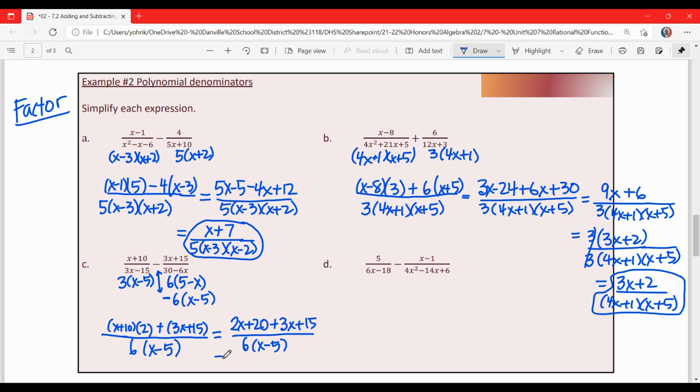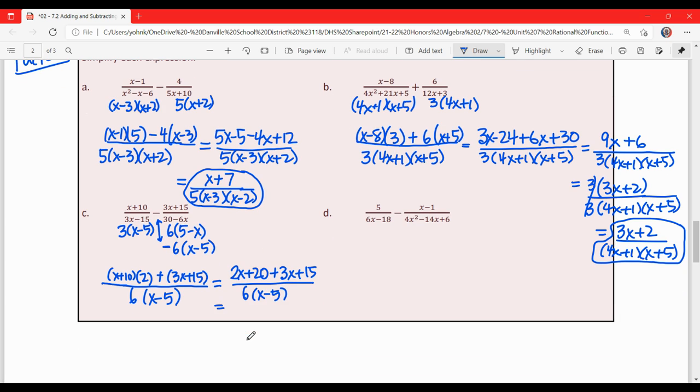All right, let's combine like terms. This will give me 5x plus 35 over 6 times x minus 5. Well, there's a 5 in common in the numerator, so I could take a 5 out. That leaves me with x plus 7. On the bottom, I've got 6 times x minus 5. Can't really do anything else, so there's my answer.